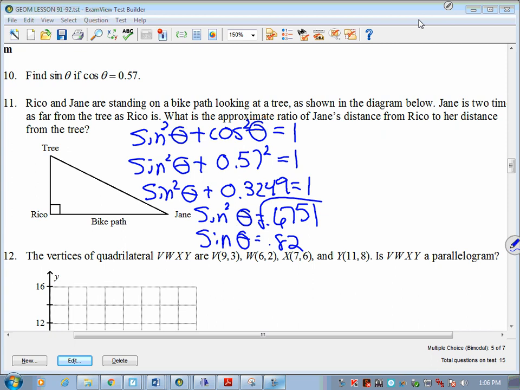Oh, did I know where I messed up? No, number 10 is 0.57, so looks like in my work for, oh, that was number 9. Here, let me look at the answer key for number 10. I'm looking at the wrong thing. Yeah, 0.82. So this is my answer.